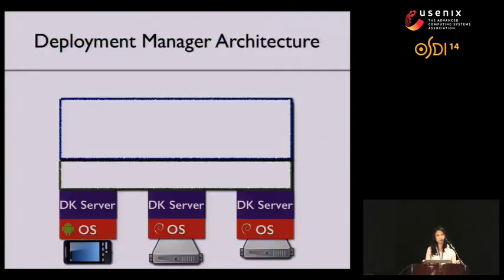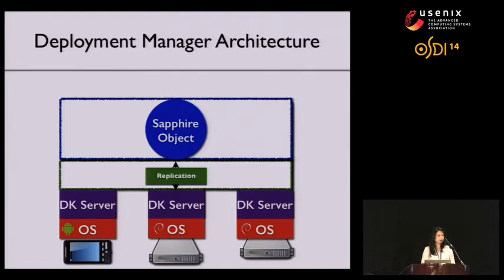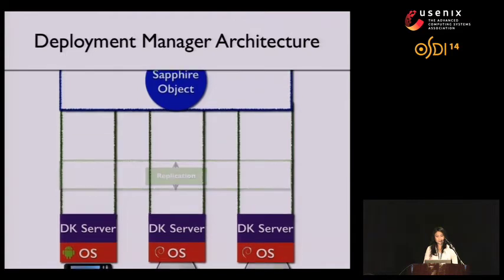So now that I've shown you the different components of a deployment manager, let me show you how they're distributed. From the application programmer's point of view, they have a Sapphire object, and it gets a deployment manager. That's all they see, right? But let's look inside this deployment manager to see what's really going on.